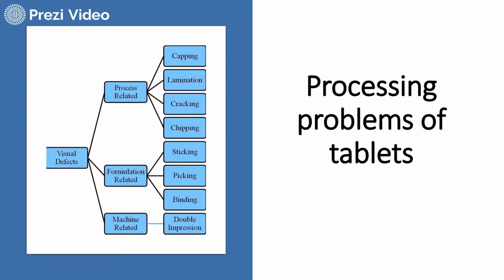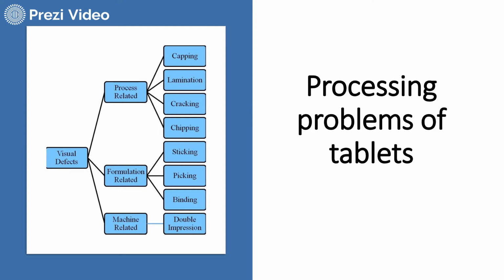So again, processing problems in tablets may be due to process-related problems. Suppose you're going for wet granulation and you have added more binding agent, so the granules formed are stiff or hard, or you need to control the moisture in that. Or they may be formulation related, or machine related, since sometimes problems are due to the machine as well.